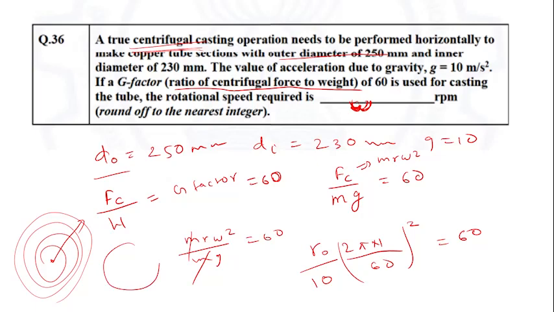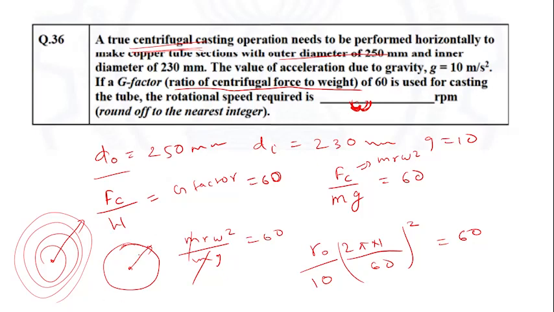Suppose this is rotating around its axis. So how will you calculate? The G, okay, let me tell you this way. G will be working for the whole weight, right?